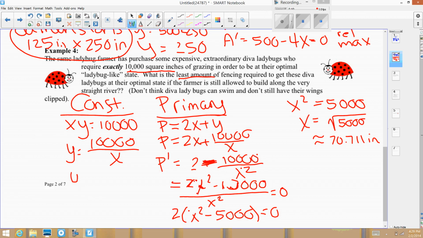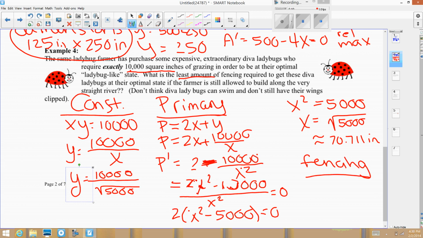All right, so if we're looking at finding what's the least amount of fencing required, plug in your x. Your y is 10,000 divided by the square root of 5,000. So the least amount of fencing required, if you get decimals, is approximately 282.843 inches long.